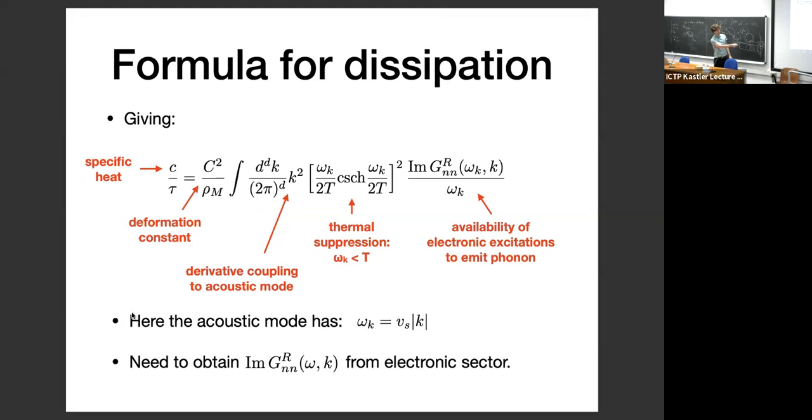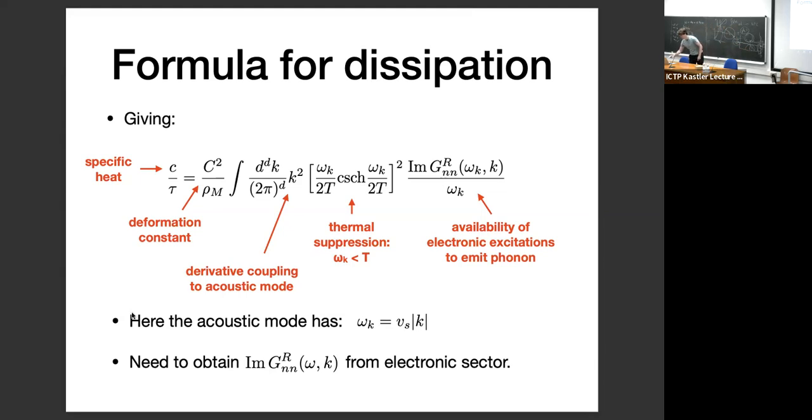And then this is the G_NN, the spectral weight of the Green's function. It tells you how many electronic excitations you have that can emit a phonon with momentum k and energy omega_k. This is where all the electronic dynamics comes in. It tells you how many excitations there are in phase space that can emit phonons. And then the rest is just kinematics. So you then need to get this quantity from the electronic sector.